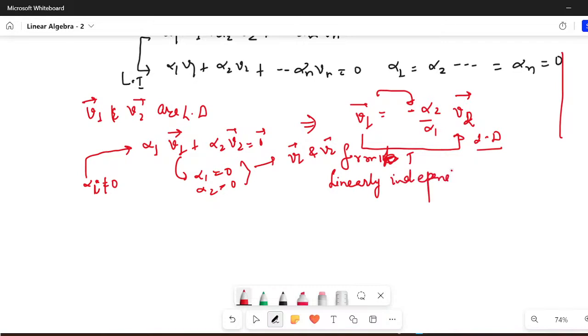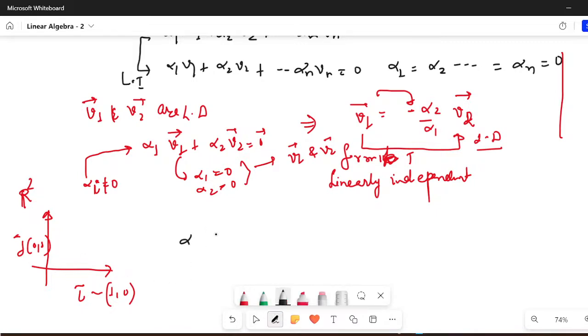So for example, let us consider two dimensions. What do you think i cap and j cap would be? So let us write i cap as (1, 0) and let us write j cap as (0, 1). Now, if they form a linearly independent set of vectors, then let us write alpha (1, 0) plus beta (0, 1). It should be (0, 0).